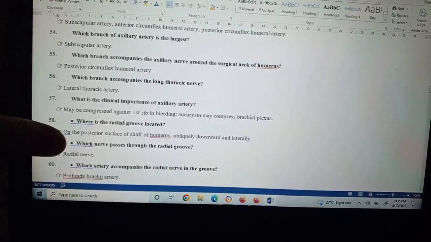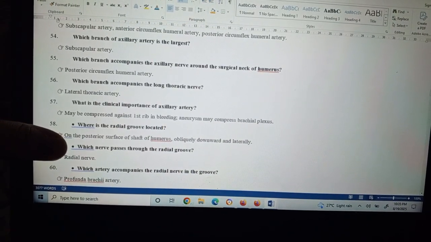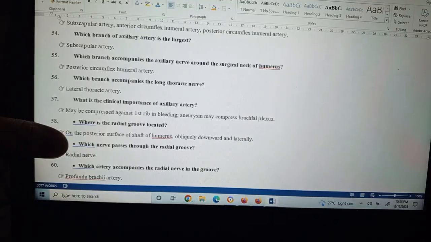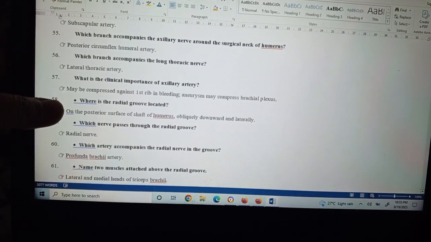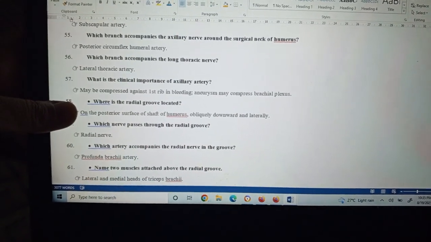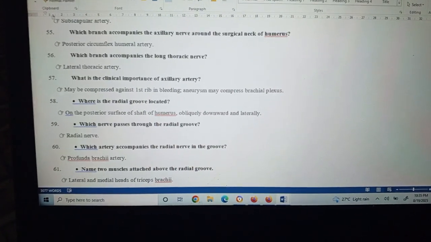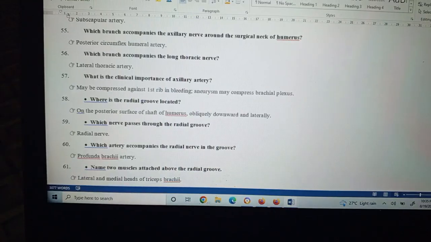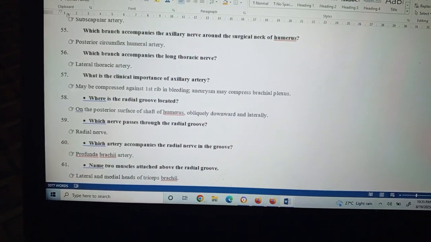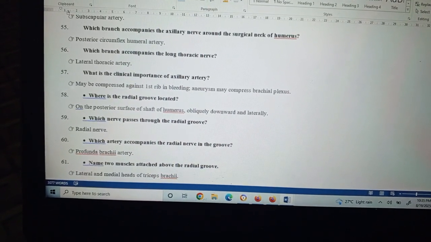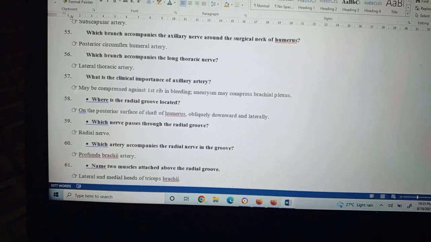Which branch accompanies the axillary nerve around the surgical neck of the humerus? Posterior circumflex humeral artery. Now this is asked around the surgical neck of the humerus. Which artery or which branch accompanies the axillary nerve? The question is different. Read the question first and then answer accordingly. Do not get confused.